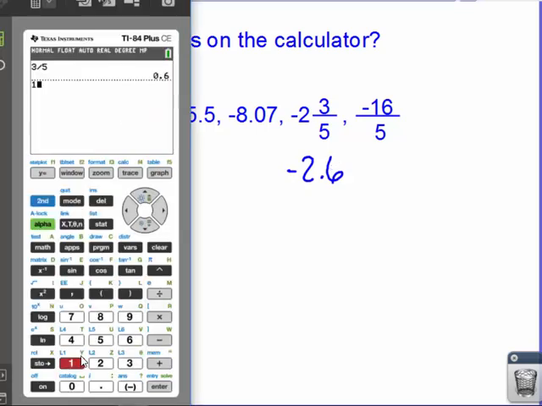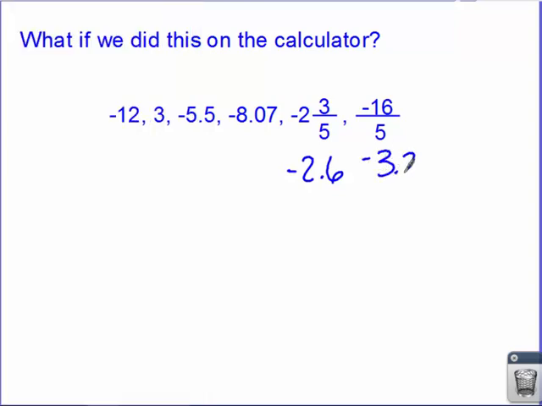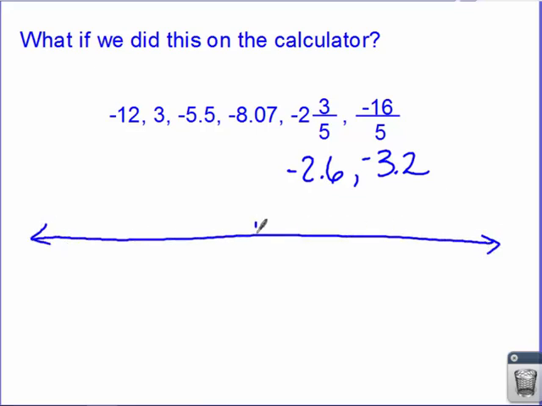So we take 16, we divide it by 5. Now we know it's going to be negative, so we just put a negative in front of it. We end up with 3.2, so that would be negative 3.2. And now once we have everything in decimal form, because decimals are the easiest thing to put in order, we take our good friend, Mr. Number Line, and we can put them in order.